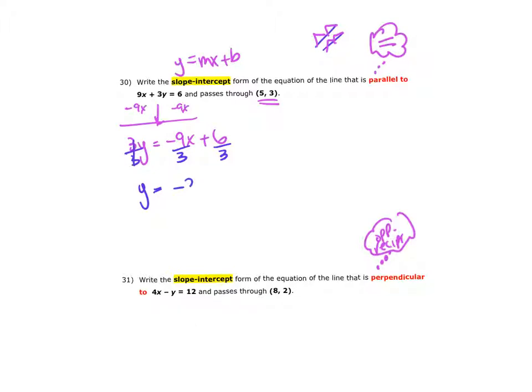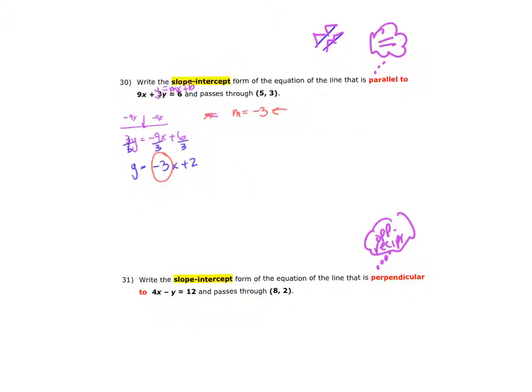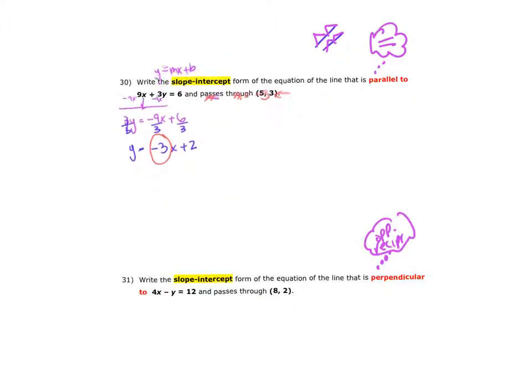I get y equals negative 3x plus 2, but the only part of that line I need is the slope, because it means that my new line, the slope is also negative 3. And now that I have a point and my slope, I put it into point slope. The point slope is going to be using that point.